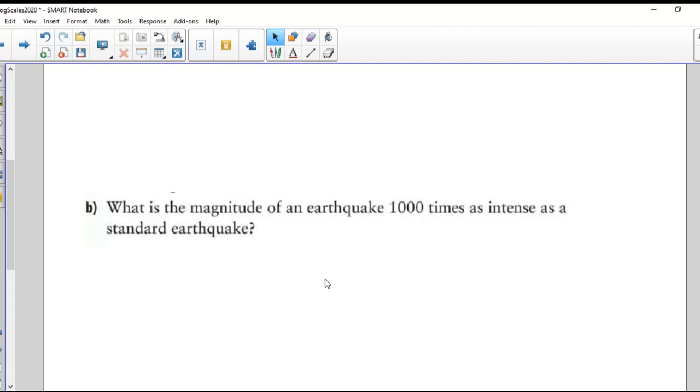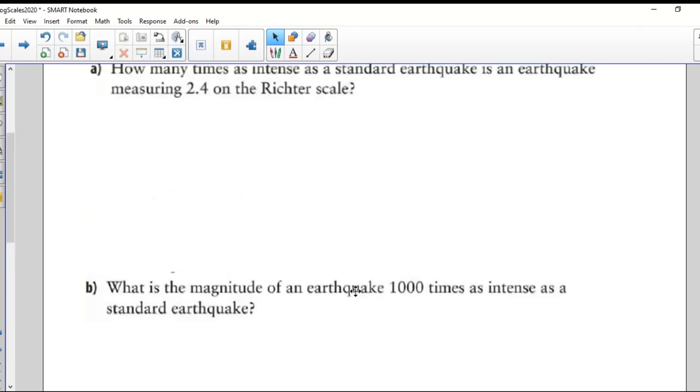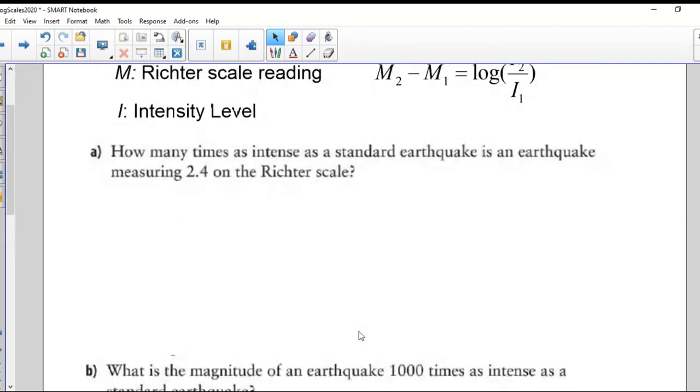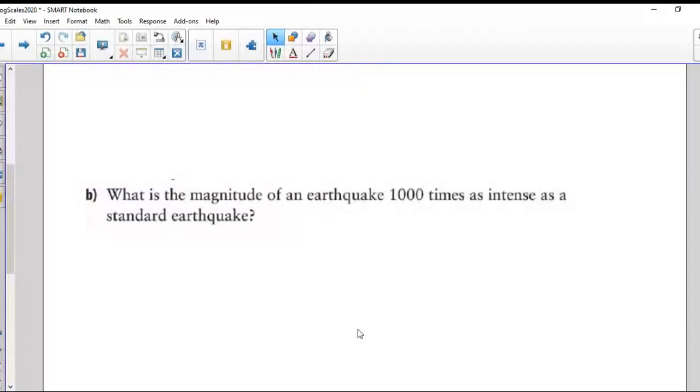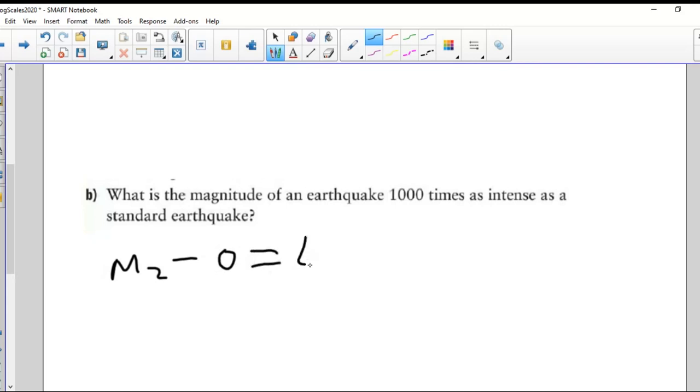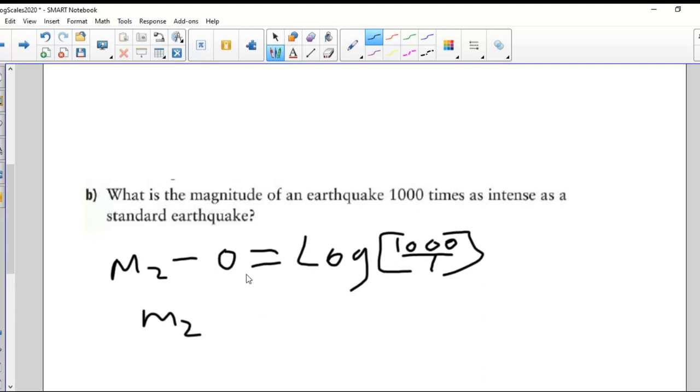Right? So remember that when you compare the two intensities, M2 minus M1, M2 is the thing that we're trying to figure out. M1 is what we're going to be calling 0, is equal to the log of 1,000 times more. So it's really like saying 1,000 over 1. So M2 just simply works out to be the log of 1,000. And we already know that in the base 10 world, log of 1,000 is 3. And that's why the answer is in fact 3.